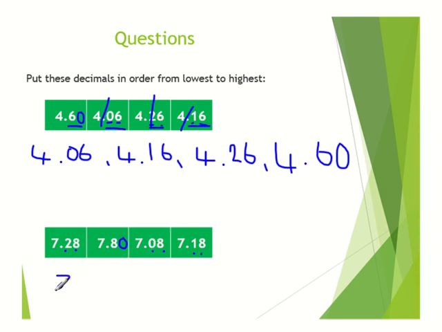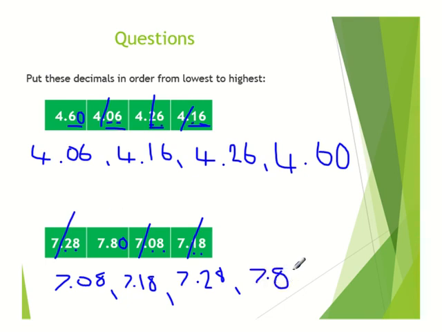But they're all a 7, so you need to look at the numbers after the decimal point. We know 7.08 is the smallest, and then it is 7.18, and then we're left with these two. Then it is 7.28, and then 7.80. Okay, when you do your worksheets, just double check what the instructions say. This time it said from lowest to highest, but it might well ask you to do from highest to lowest, so always just double check what the question's asking you. So that's how you would order the decimals.